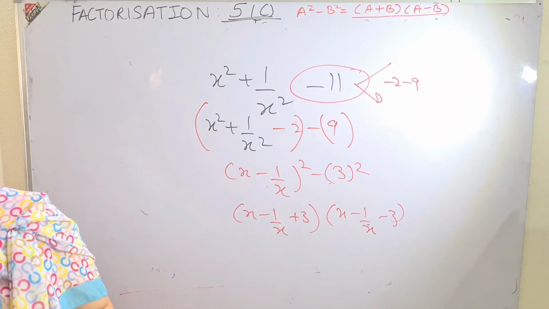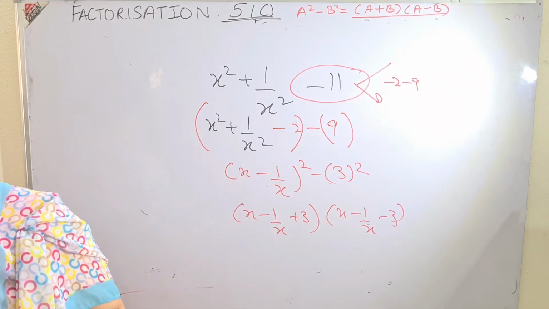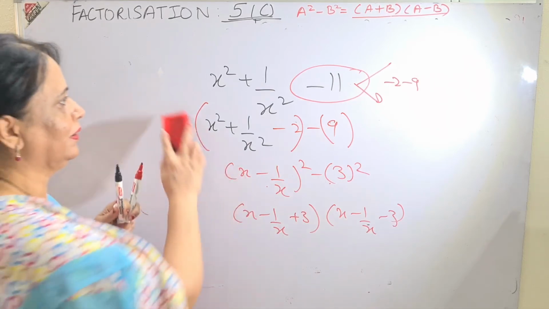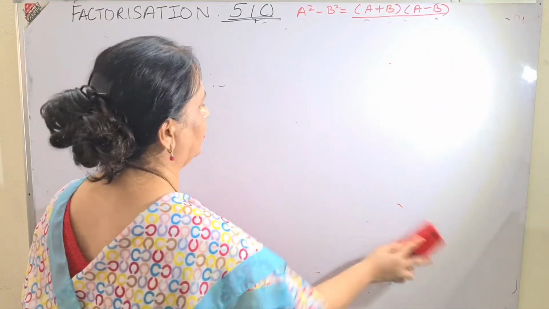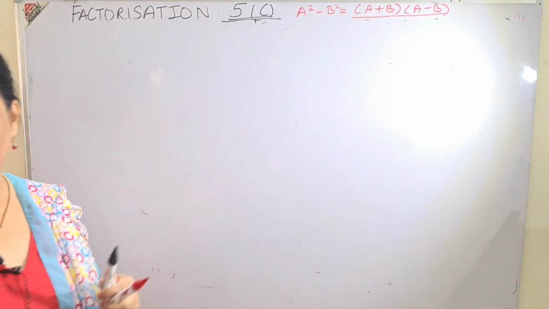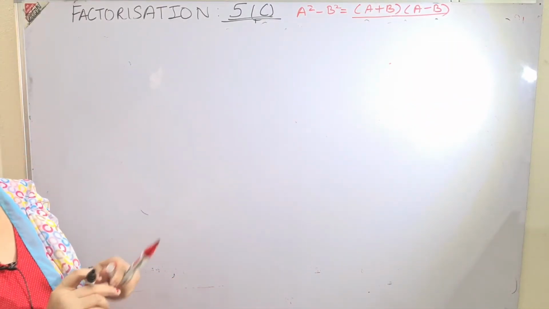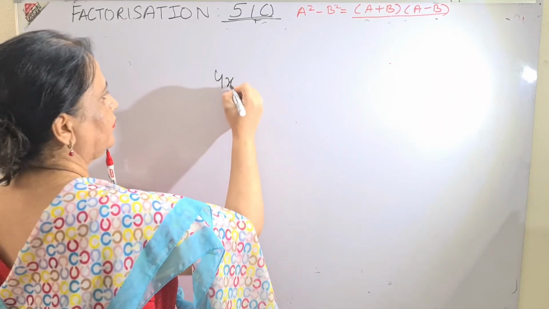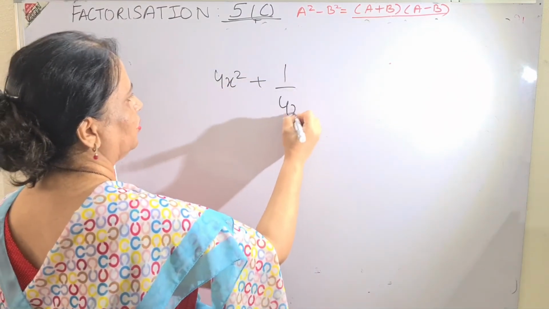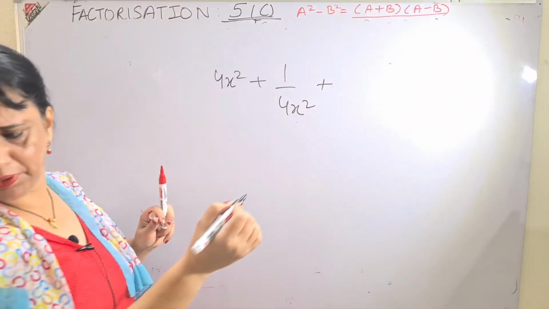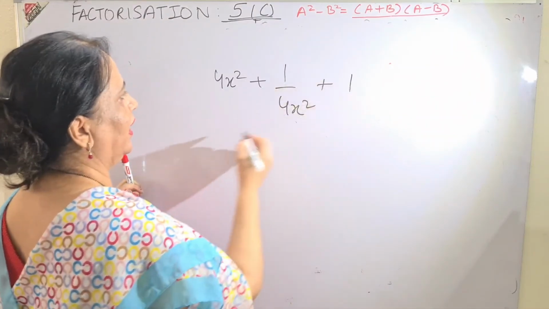Then moving on to question number 28, also I'll give you the hint. Very simple one. I'll just give you the hint so that you can do it, because they are a little different format. 4x square plus 1 over 4x square plus what is given? Plus 1. So children, I have to write this.